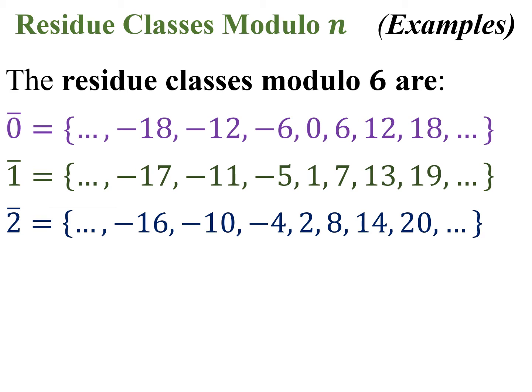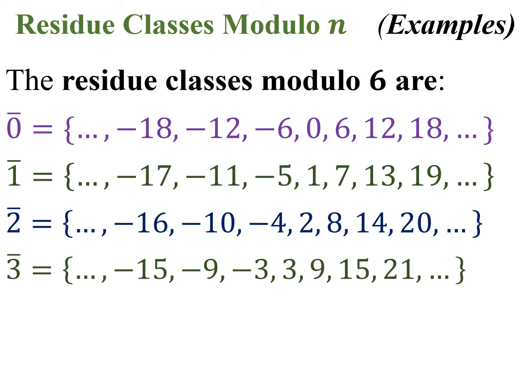The residue class of 3 contains 3 itself and 3 plus 6 is equal to 9, 9 plus 6 is equal to 15, 15 plus 6 is equal to 21 and so on. 3 minus 6 is equal to minus 3, minus 3 minus 6 is equal to minus 9, minus 9 minus 6 is equal to minus 15 and so on.